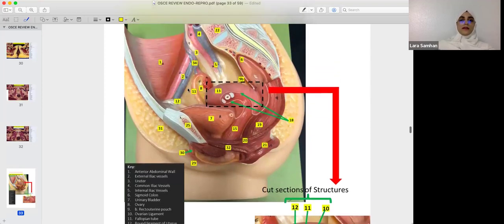Okay, so when they ask, for example, about the fallopian tube in this cross section, or this sagittal section, or in any other section, you will exactly know what the correct answer should be.